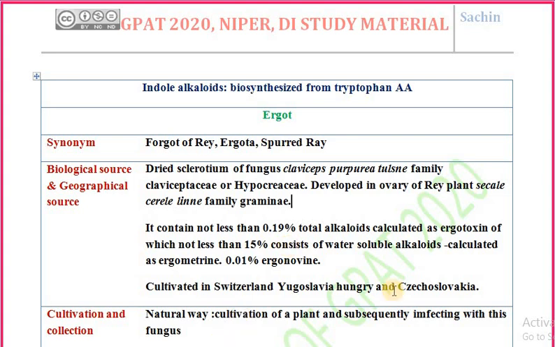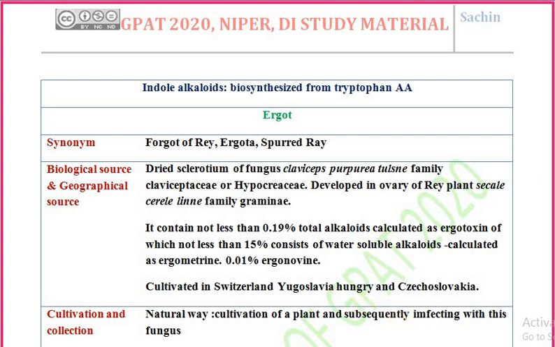It should contain not less than 0.19% total alkaloids calculated as ergotoxin, out of which 15% should be the water soluble part, that is nothing but ergometrine. It is found in Switzerland, Yugoslavia, Hungary, and Czechoslovakia.